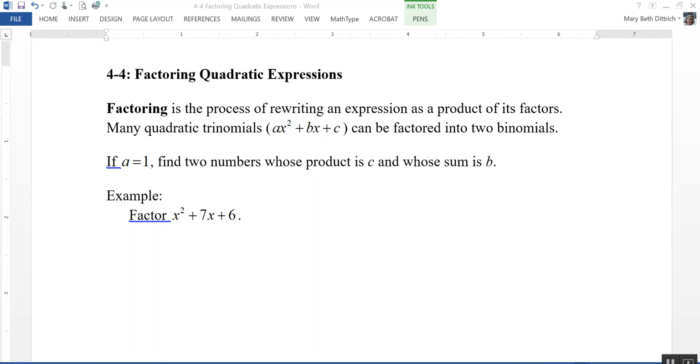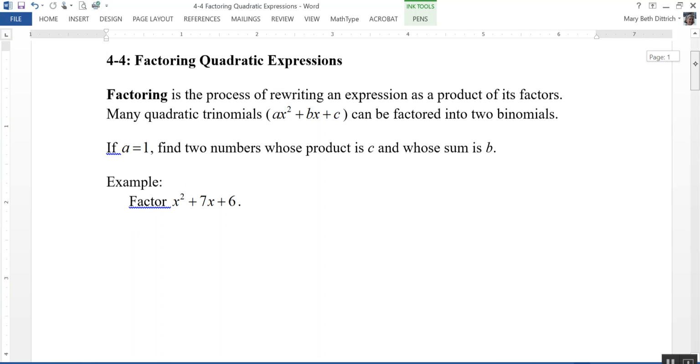Many quadratic trinomials, that is expressions in the form ax squared plus bx plus c, can be factored into two binomials. So if a is equal to 1, in other words the coefficient of x squared is 1, we need to find two numbers whose product is c and whose sum is b. Let's take a look at an example here.